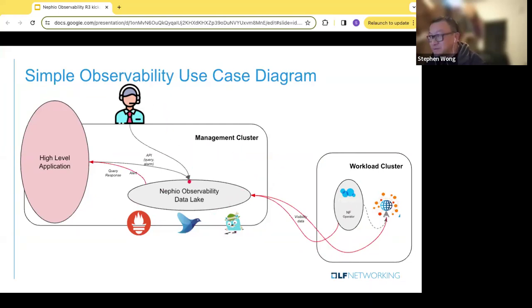So other than human, which can also be accessing any of these collectors, there are also high-level applications that could be built. I put it in the management cluster or outside the management cluster. It could be some high-level applications that aren't really part of the management clusters, that are somewhere else, that were granted the right by the admins to be able to access the data.